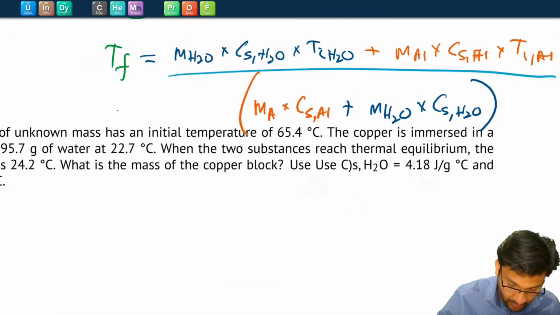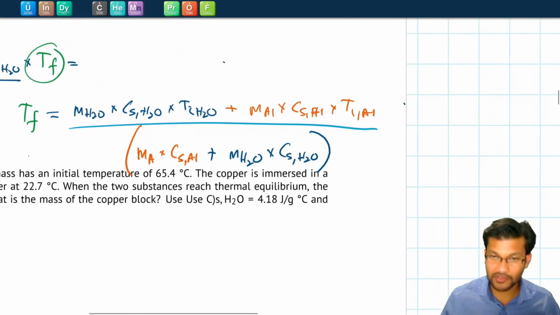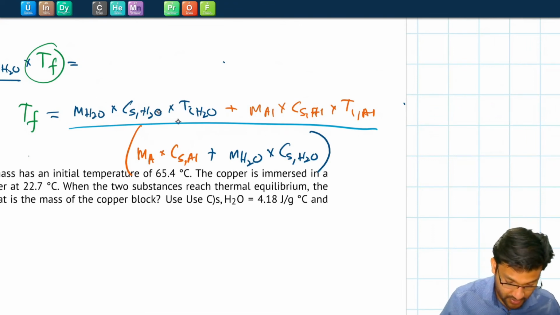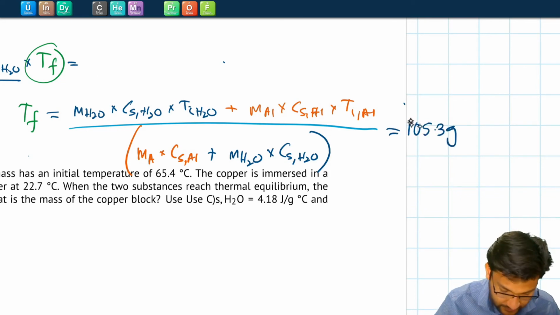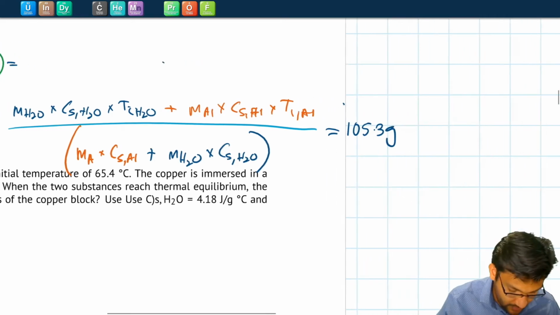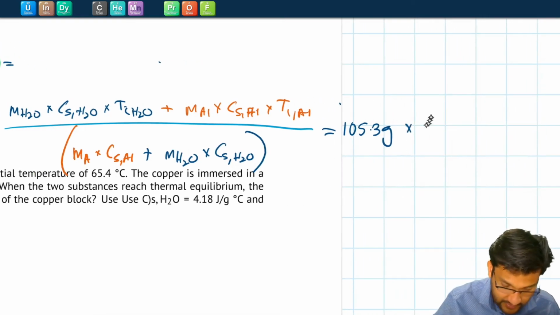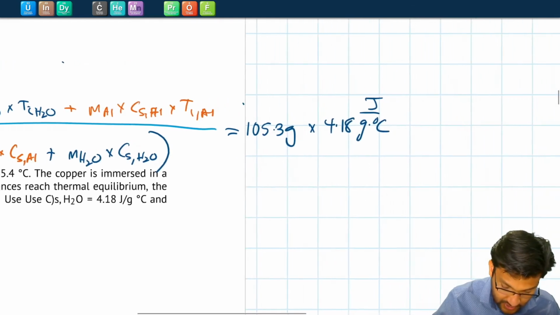So now I have all of the unknowns on the left, all of the knowns on the right. These are all numbers that I can plug into a calculator. So let's write them out. Mass of water is 105.3 grams. The specific heat capacity of water is 4.18 joules per gram per degree Celsius. Initial temperature of water was 15.4 degrees Celsius.